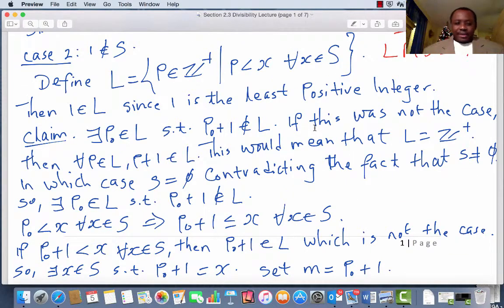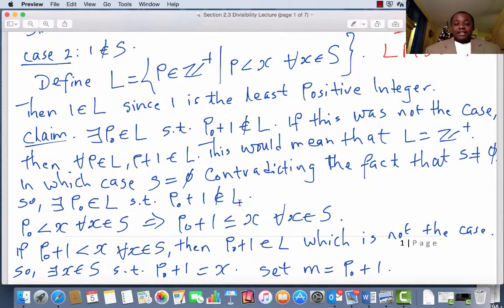Suppose, on the contrary, there is no such P0 in L such that P0 plus 1 is not in L. Then what we are saying is that for every P in L, P plus 1 must also belong to L. But 1 is in L. For every P in L, P plus 1 is in L. That means L is an inductive set. From lecture 9, this would simply mean that L equals Z plus.